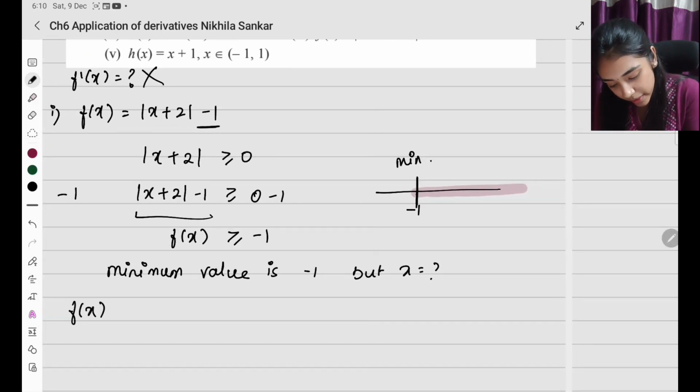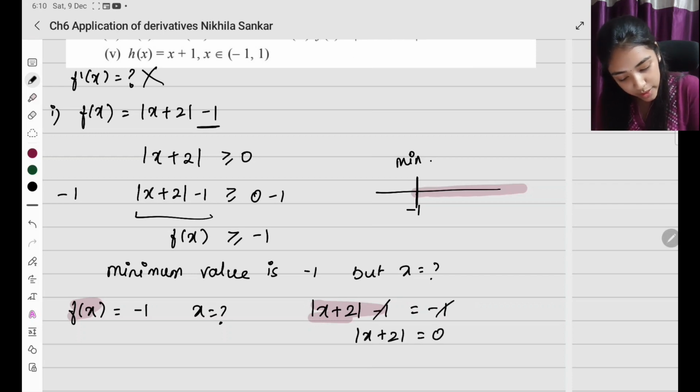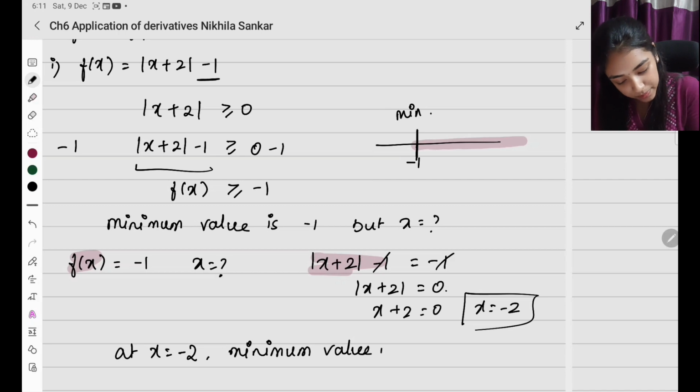So I found out that my f of x is going to be minus 1. So what is my x? What is my x? So f of x is mod of x plus 2 minus 1 equals minus 1. Okay, I'm substituting this f of x equals this. So I can cancel these two. I have mod of x plus 2 equals 0. I have x plus 2 equals 0, which means x equals minus 2. Okay, so at x equals minus 2, the minimum value is minus 1. Okay, this is my final answer.